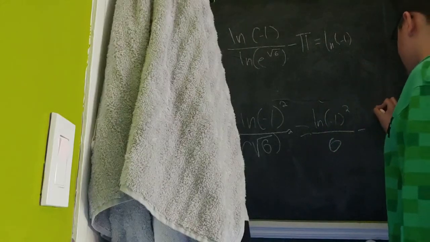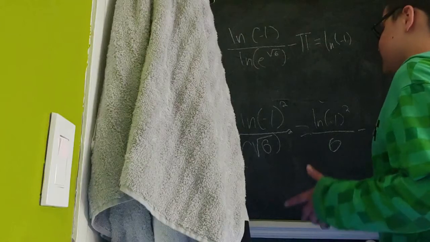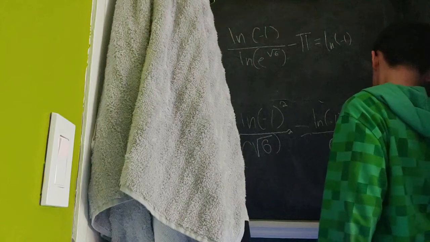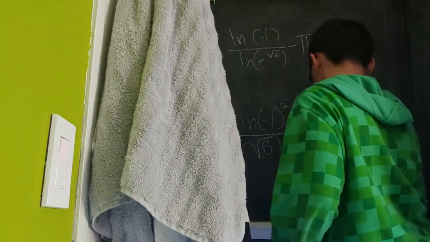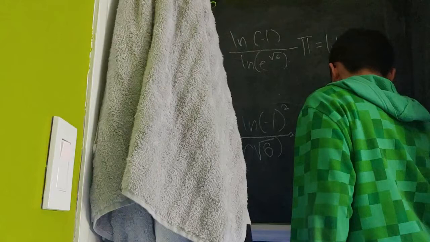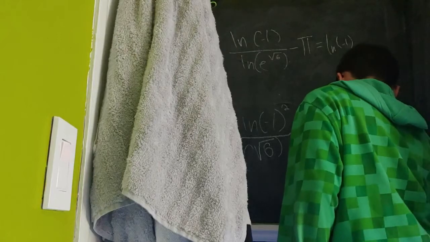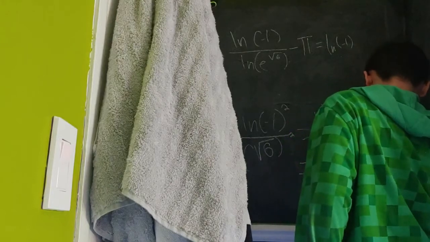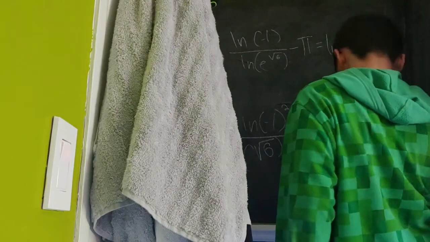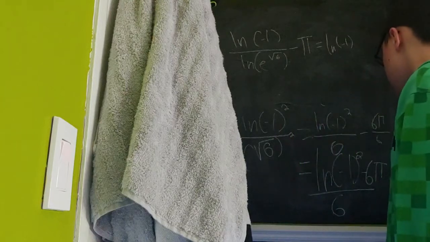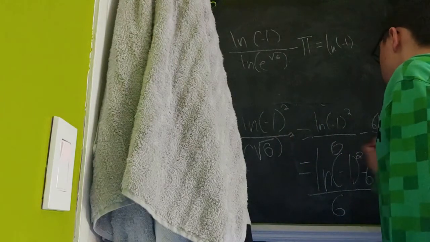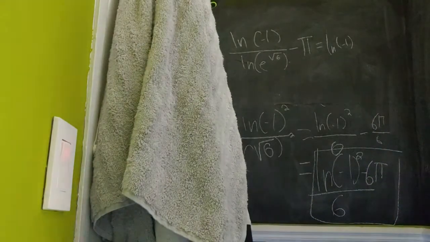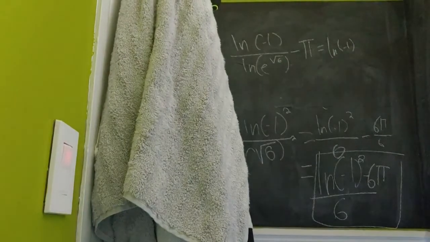minus pi. And you know what pi is the same as? It's equal to 6 pi over 6. And now this is going to equal natural log of negative 1 squared over 6, don't forget on here, minus 6 pi. Can I simplify this further? No. There. That is officially the answer.